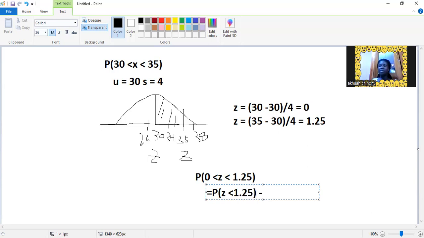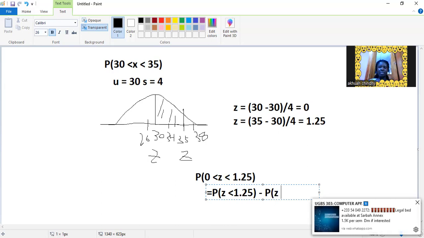Minus the probability that z is what? Less than 0. So the bigger figure, the probability of the bigger figure minus the probability of the smaller figure. So that's where I come to use the table. You find the probability for this from the table, the probability for this from the table, right?